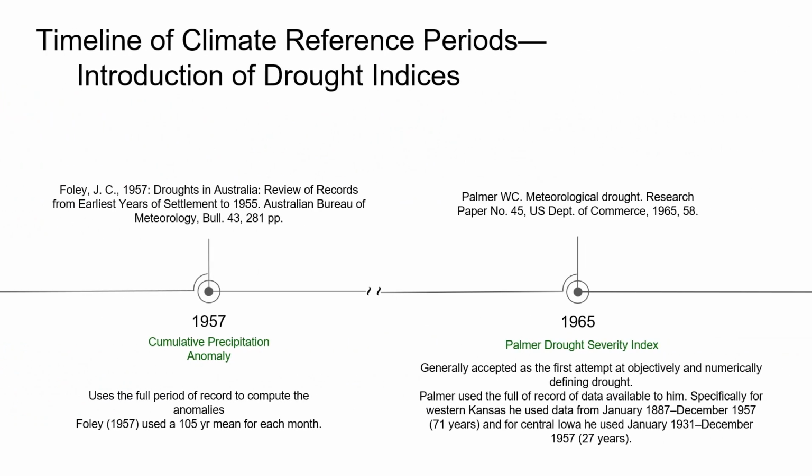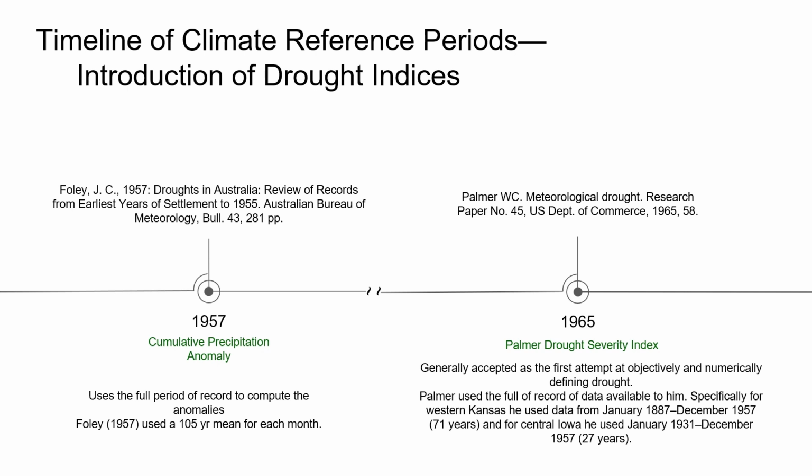The introduction of climate indices specific to drought assessment is a little bit muddled. In 1957, a book about the history of drought in Australia used a cumulative precipitation anomaly to quantitatively assess drought. And this is probably the first documented case of using a precipitation index for the sole purpose of assessing drought.